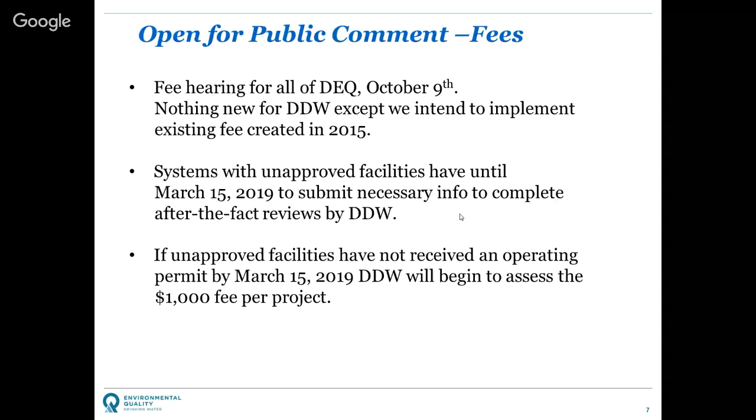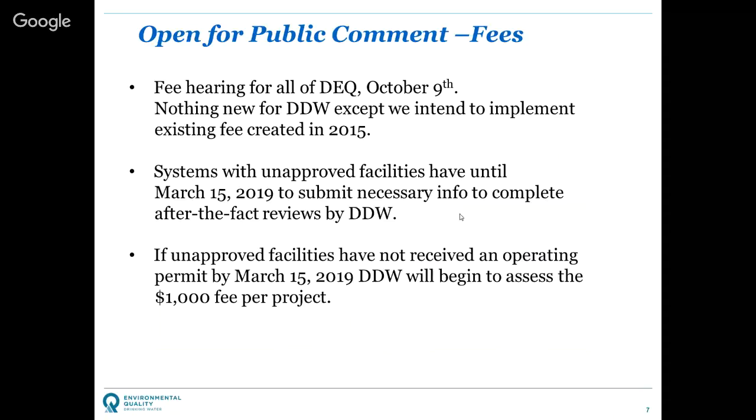It's open for public comment. There's fee changes. There's a fee hearing for all of DEQ on October 9th. There's nothing new for drinking water except we intend to implement an existing fee created in 2015. That's the after-the-fact plan approval fee.